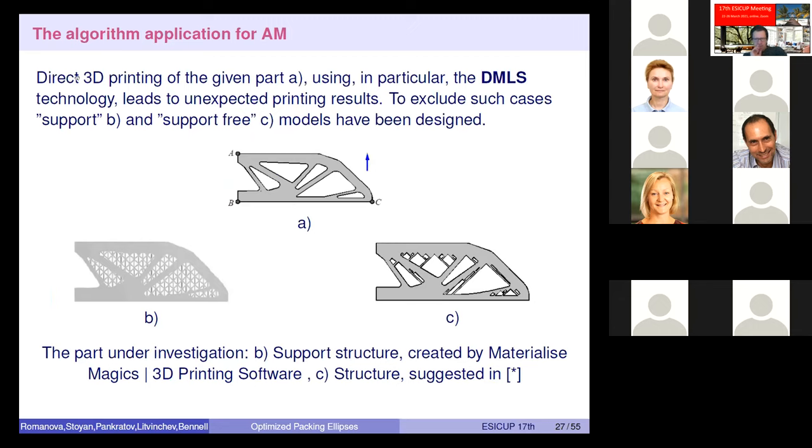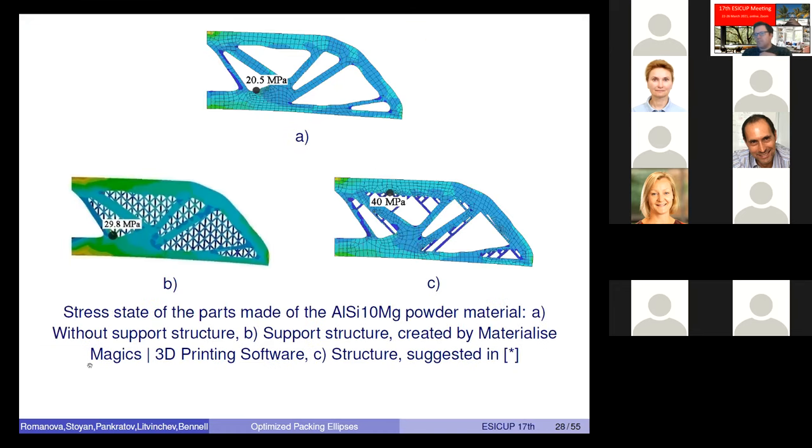And if we apply direct 3D printing of the given part, it leads to unexpected printing results. And to exclude such cases, support-free models have been designed. And now in this picture, you can see the stress state of the parts made of aluminium powder material, and the points of maximum stress for each of these designed parts.